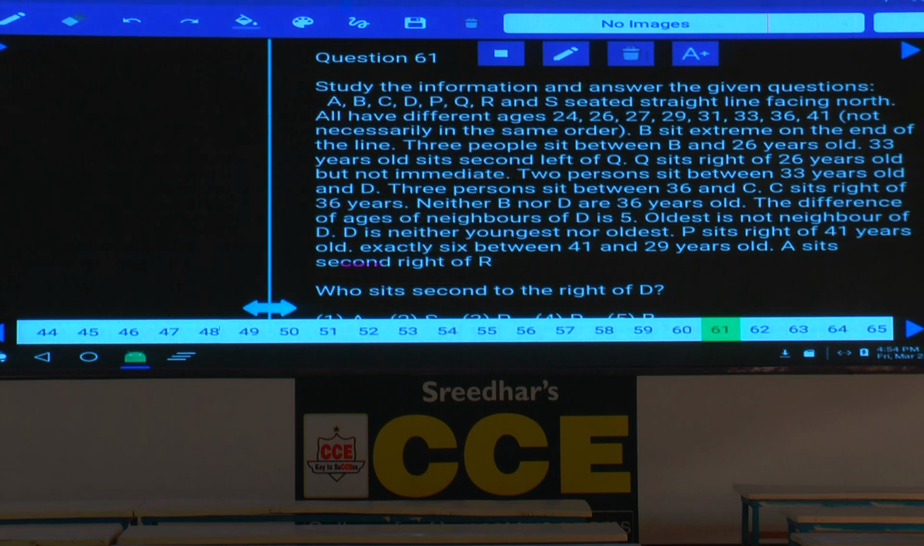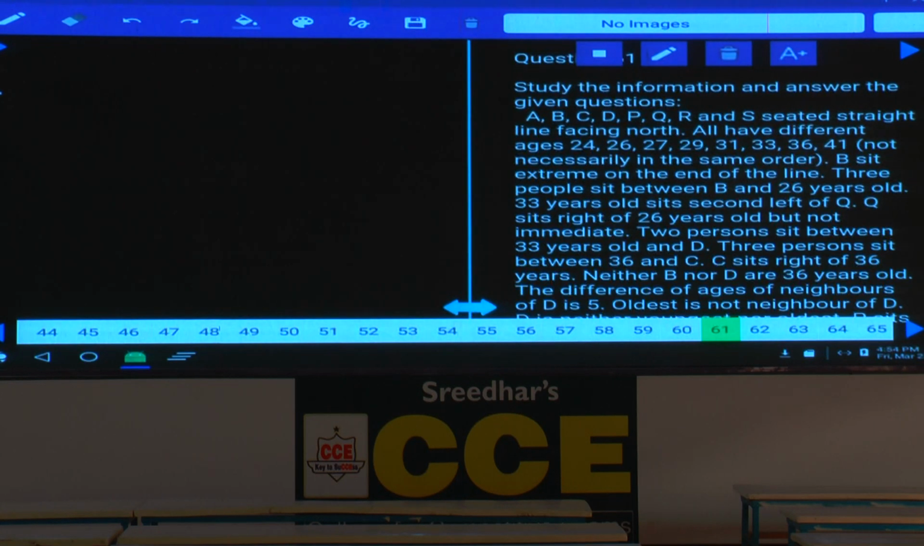Now question numbers 96 to 100. A, B, C, D, P, Q, R and S are seated in a straight line facing towards north, and all have different ages, 24, 26, 27, 29, 31, 33, 36, 49, 41, not necessarily in the same order. B sits at extreme end of the line. Hence, how many persons are there? Tell me. There are 8 persons, 1, 2, 3, 4, 5, 6, 7, 8.